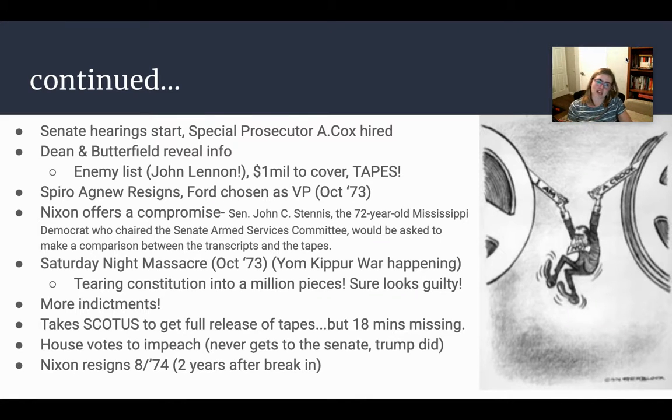Ultimately, the Supreme Court will say, Nixon, you have to release the tapes. Okay? It's very similar to some Supreme Court cases that are happening right now. When Nixon releases those tapes, though, there are 18 minutes gone. Interesting. So I asked you to think about, what do you think was on those 18 minutes? Was it the smoking gun that shows that he ordered the break-in? Probably. Will we ever know?